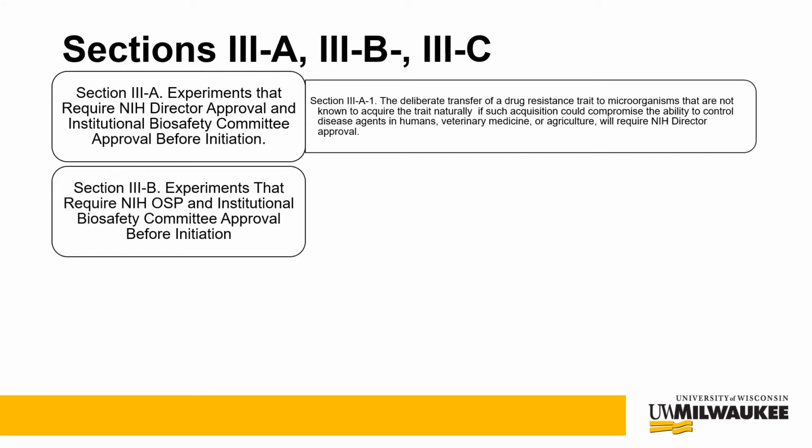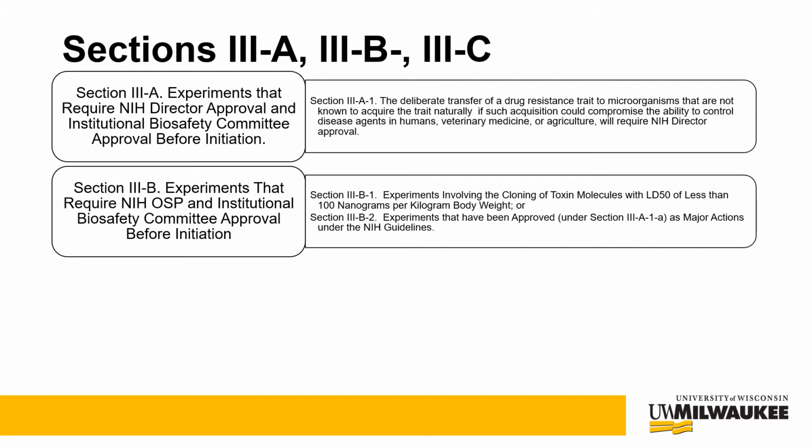Section 3B are experiments that require the NIH Office of Science Policy and Institutional Biosafety Committee approval before initiation. These include experiments that involve the cloning of toxin molecules with an LD50 of less than 100 nanograms per kilogram of body weight, or experiments that have been previously approved under Section 3A1A as a major action experiment under the NIH guidelines.